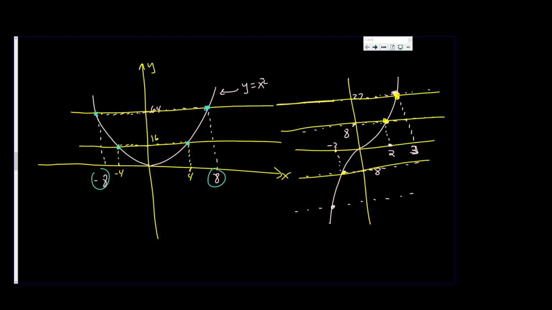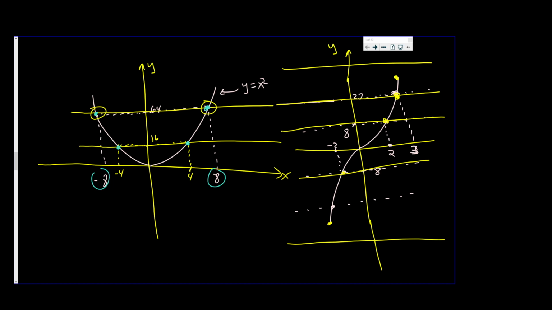Now, just for the record, if the graph stopped right there, then this horizontal line crosses the graph in no place. That's okay. Maybe the graph ended up there. So this horizontal line crosses the graph in no place. That's okay. You just can't have a horizontal line that crosses the graph in two places.